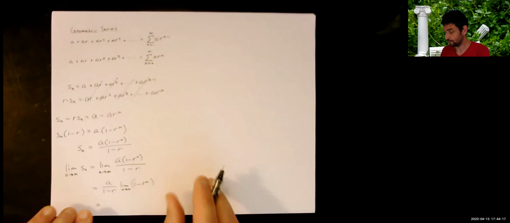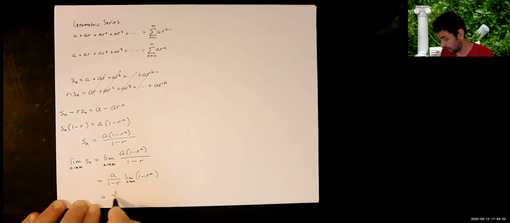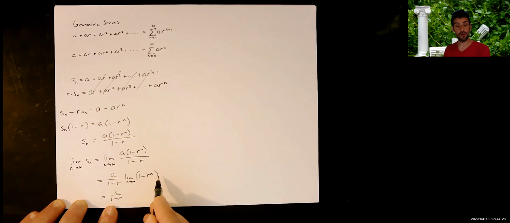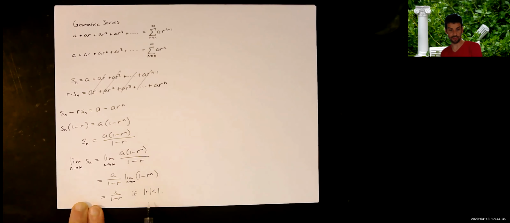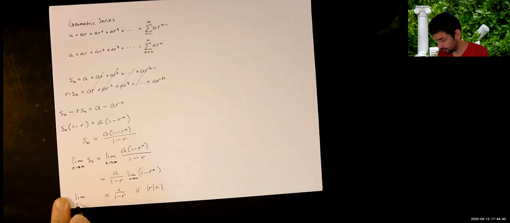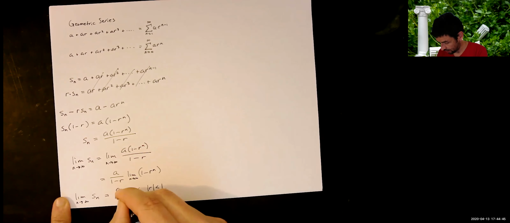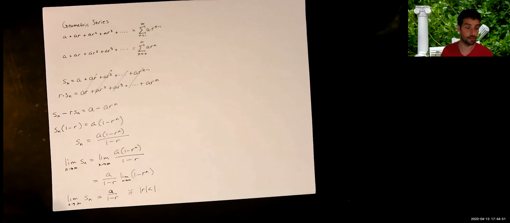It's not convergent. So what does that mean? Well, if R is between -1 and 1, this is a 0, and the limit of this is just 1, and we get A over 1 minus R. Otherwise, the whole thing diverges. So I'll just put if the absolute value of R is less than 1. That's just a simple way of saying between -1 and 1. Okay? So the limit as n goes to infinity of S sub n is this A over 1 minus R if the absolute value of R is less than 1.